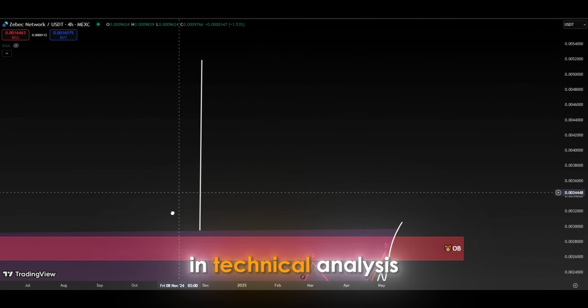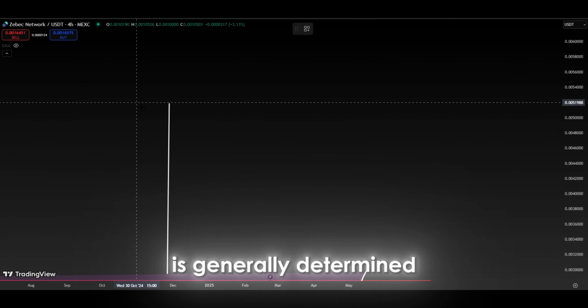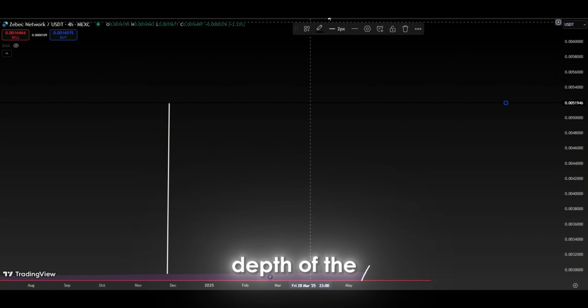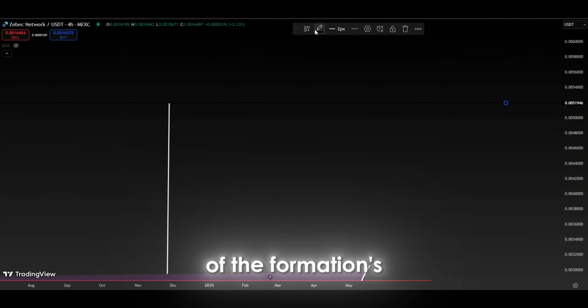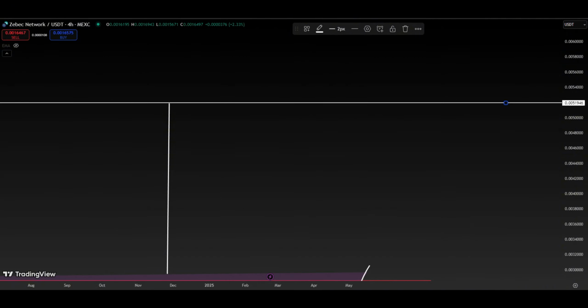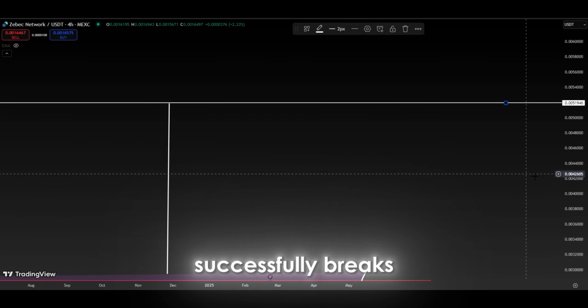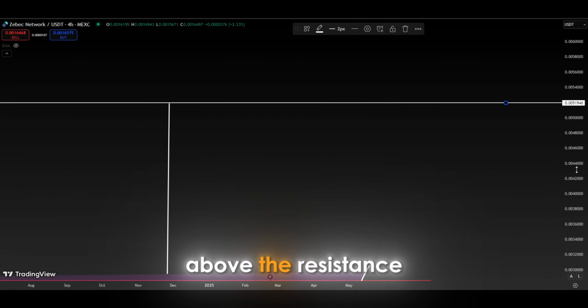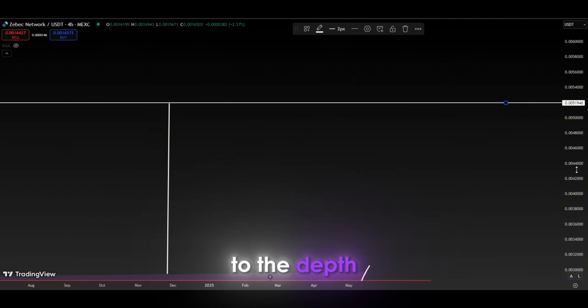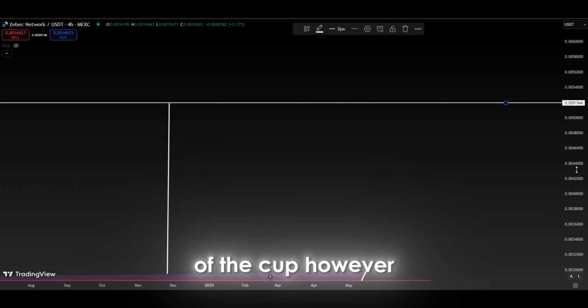In technical analysis, the target of the cup formation is generally determined by adding the depth of the cup to the breakout point of the formation's resistance level. In other words, if the price successfully breaks above the resistance of the cup, the theoretical target will be equal to the depth of the cup. However, it's important to remember that the completion of this formation takes time, and patience is key.